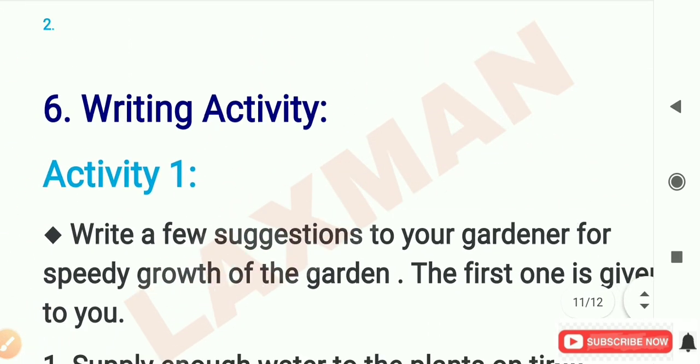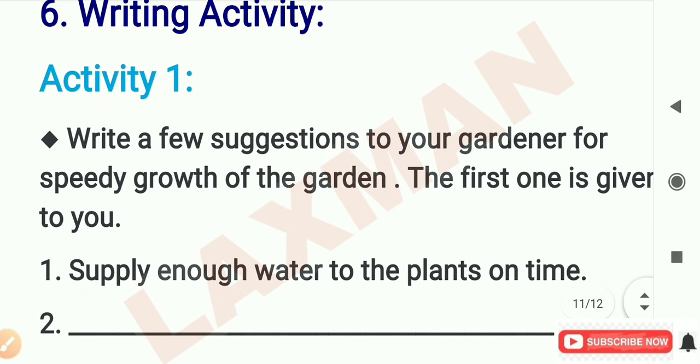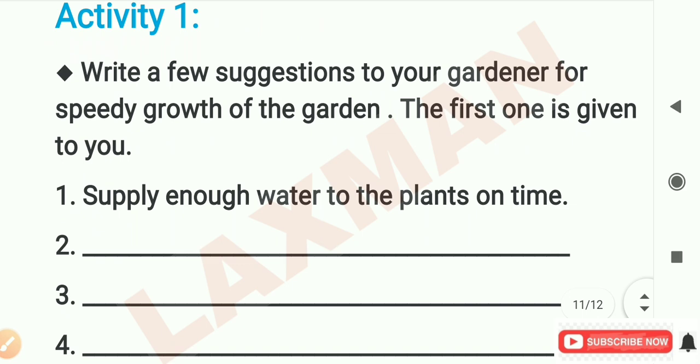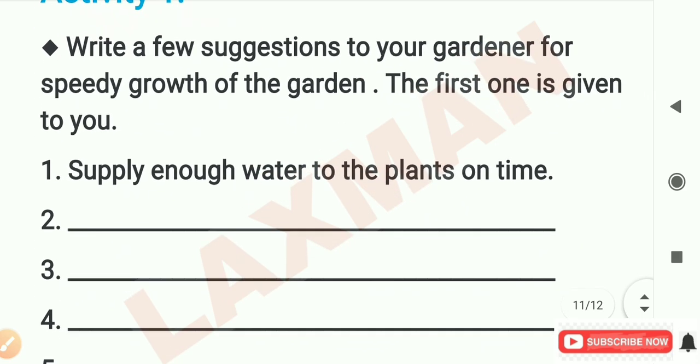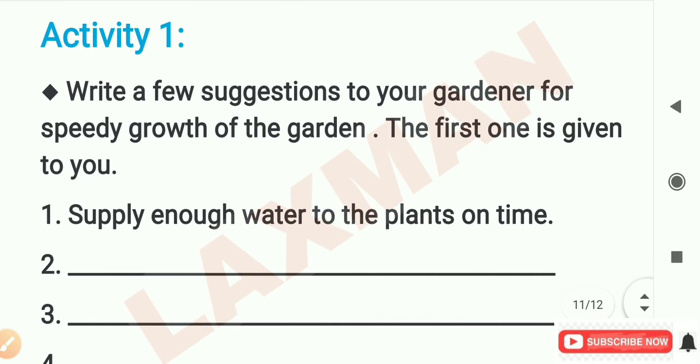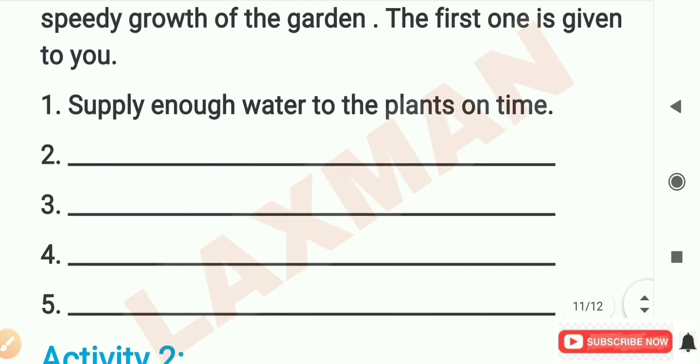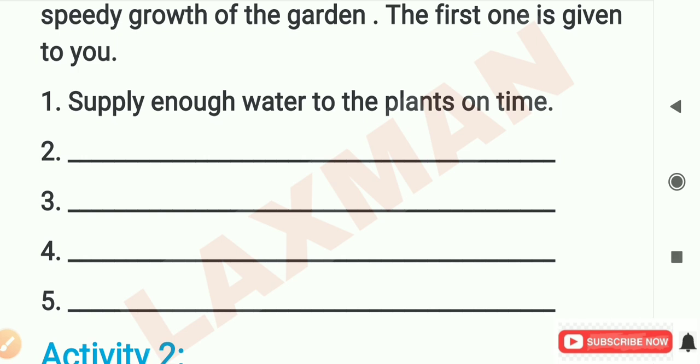Next, the sixth one, writing activity. Writing activity, activity 1. Write a few suggestions to your gardener for speedy growth of the garden. The first one is given to you. So children have to write suggestions to their gardener for speedy growth of the garden. One is given to them: supply enough water to the plants on time. The remaining points the children have to write.